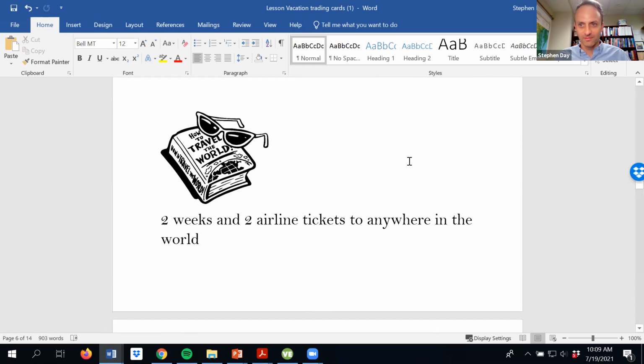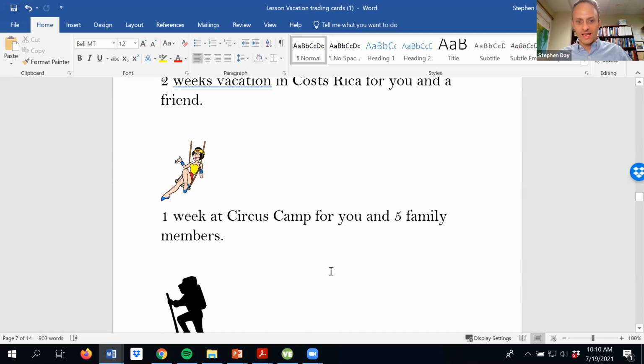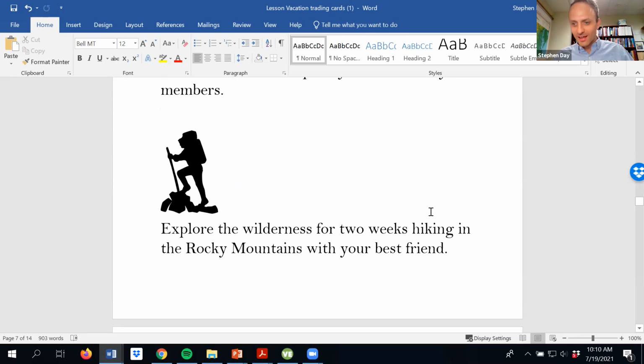Going over to Jean. Jean, you get 2 weeks and 2 airline tickets to anywhere in the world. Actually, that would be great. Even if it's just Charlotte, North Carolina. You can take that direct flight from Richmond. Donna, you get 2 weeks vacation in Costa Rica with you and a friend. Catherine, 1 week at circus camp for you and 5 family members, learning how to be in the circus, learning how to be a carny.